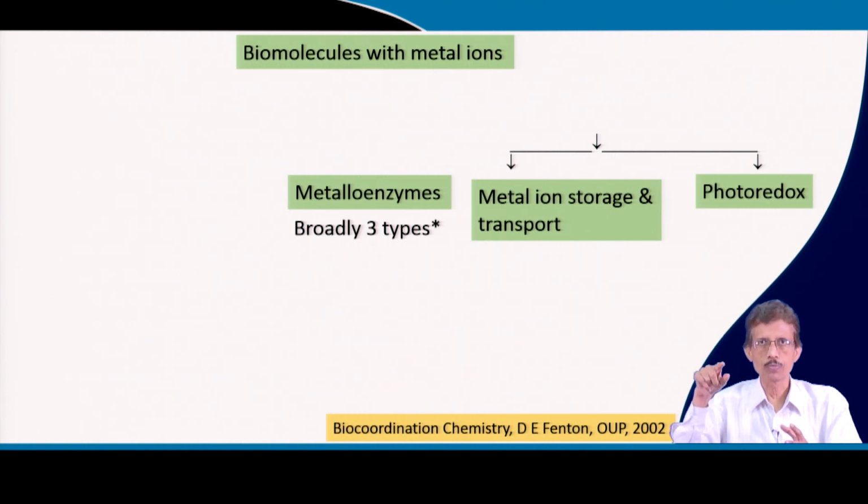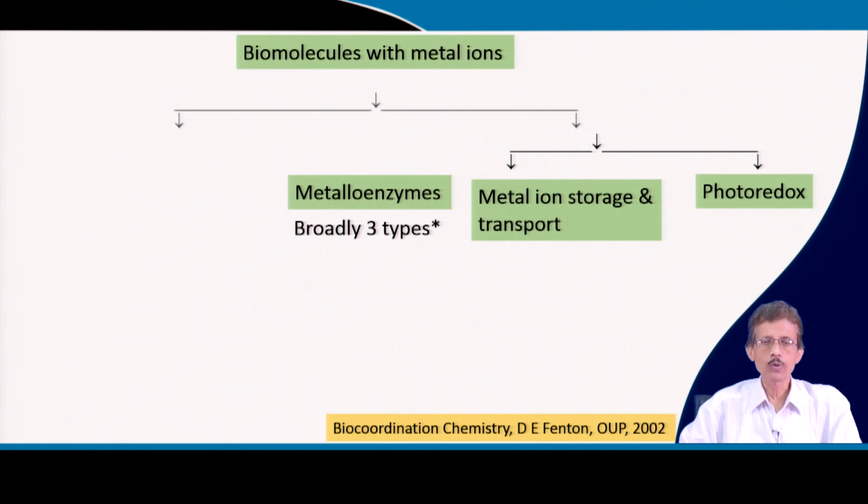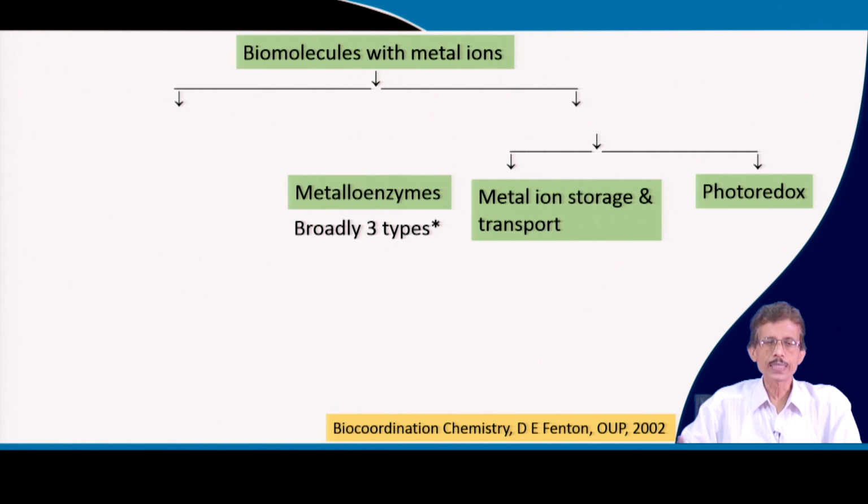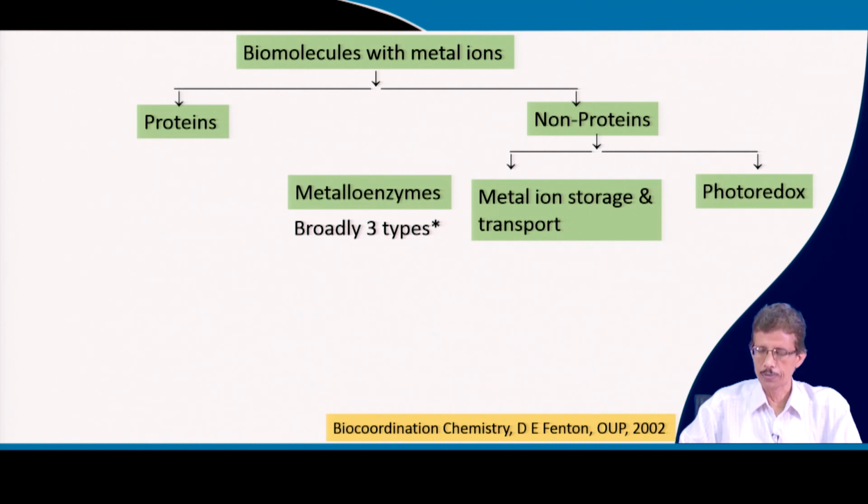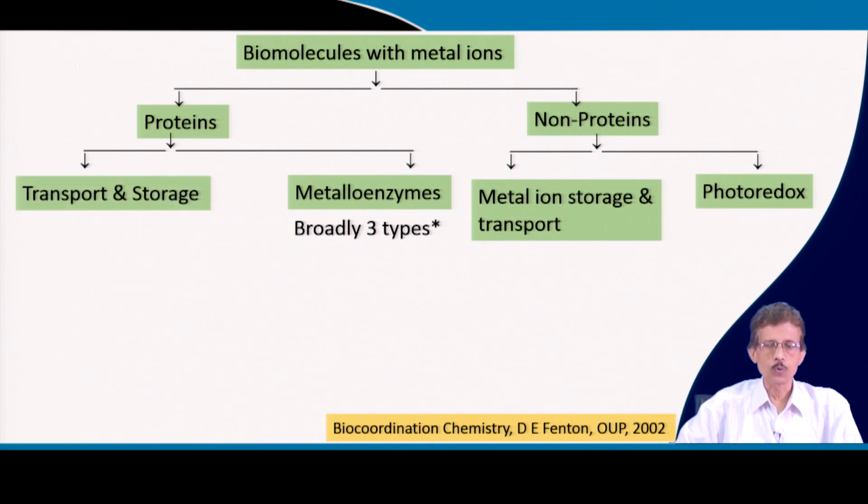You start from somewhere, then you go down and ultimately you will be reaching somewhere where you will be able to tell it. So, initially if we consider the metallobiomolecules, these are of two types. Definitely we are talking about proteins and we are talking about non-proteins. Then these proteins again are of three types. One is the transport and storage type. Forget about the other part, that is your metal ion storage and transport for the non-protein part.